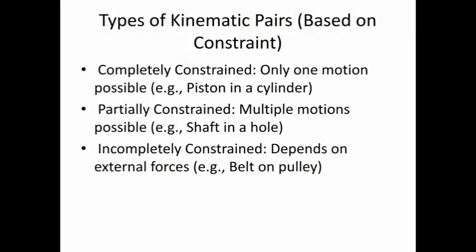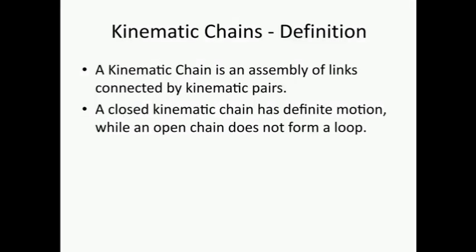Now we are going to the types based on constraint. First is completely constrained, where only one motion is possible. Example, piston in a cylinder. Second is partially constrained, meaning multiple motions are possible. Example, shaft in a hole. And third is incompletely constrained, which depends on the external forces. Example, belt on pulley.